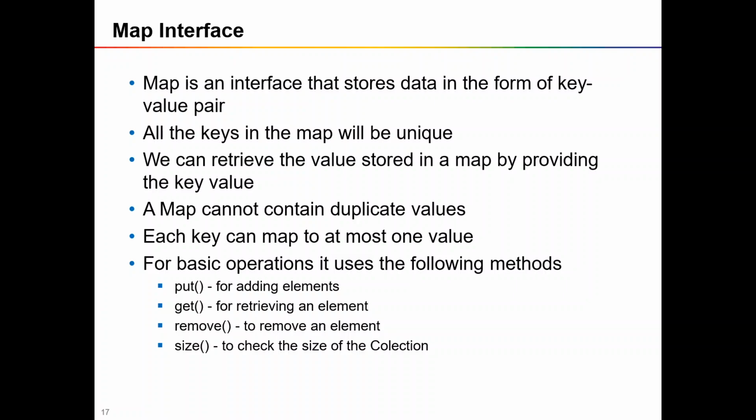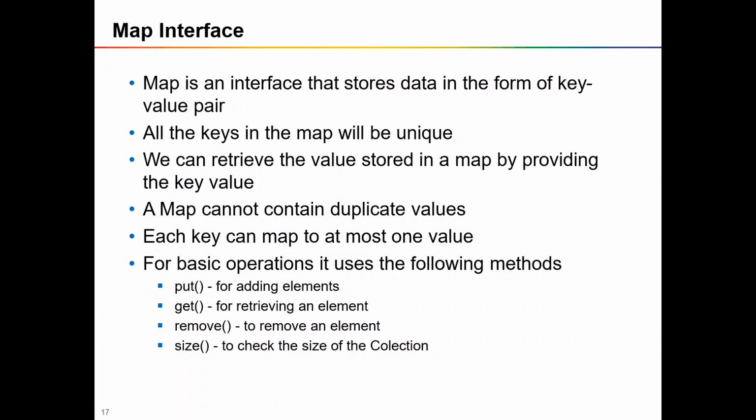Map is a separate hierarchy which is not part of your Collection hierarchy. Map always stores data in the form of a key and value pair. So you can store a pair of data inside the Map. Moreover, in the Map hierarchy, the keys are always unique, so you cannot have any duplicate keys in your Map classes.